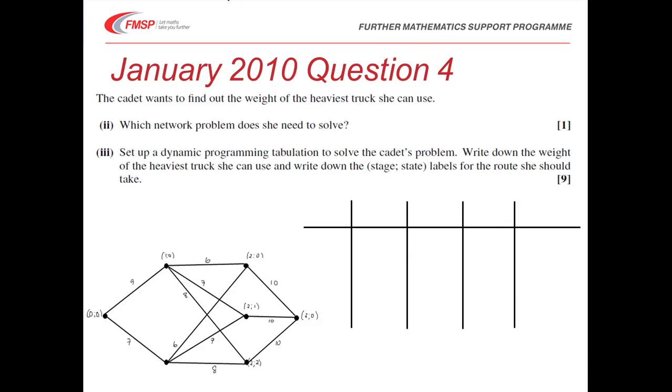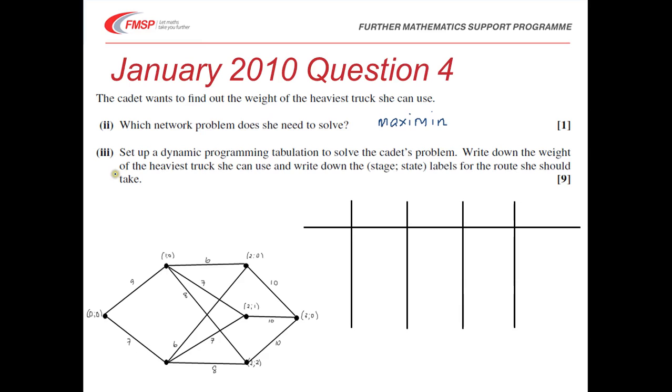So it then goes on, the cadet wants to find out the weight of the heaviest truck that she can use. So which network problem does she need? So basically the problem is about minimum weight limits. What we're trying to do is we are trying to maximize the minimum value. So it is a maxi-min problem. So if we just write that in there, you need to understand that it is a maxi-min, maximizing the minimum value.